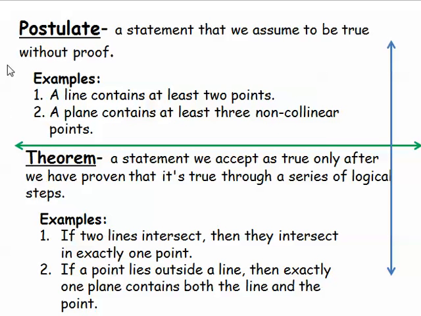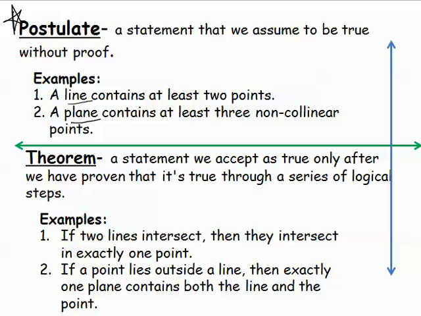A postulate is a statement that we assume to be true without proof. So we take this one to be truth, and we don't need anything additional to show that it is true. An example would be: a line contains at least 2 points. That's our undefined term in geometry, and so we just say, yes, that's exactly true. And number 2, a plane contains at least 3 non-collinear points. A plane is another one of our undefined terms in geometry, and so we just take it as truth.